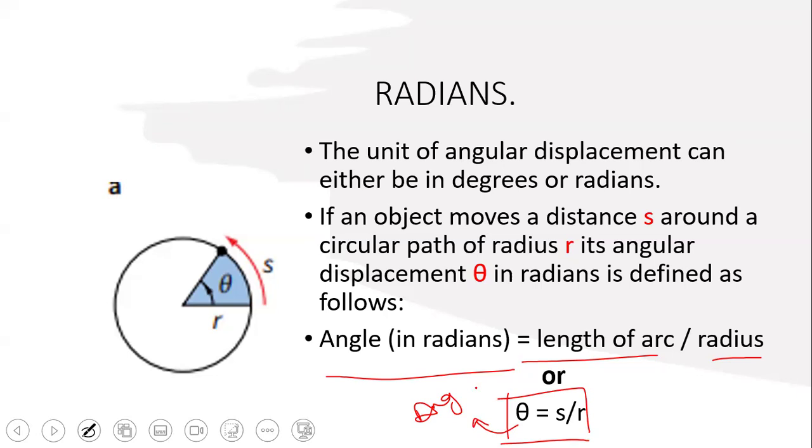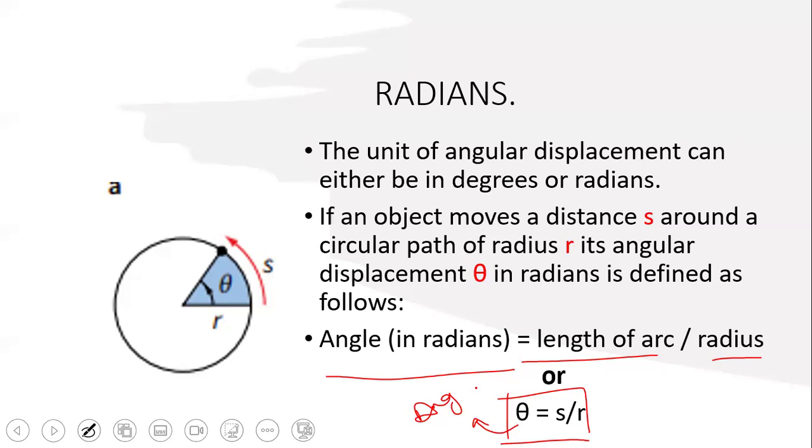Now, in your syllabus, you can measure angular displacement either in degrees or in radians. But you're going to find in your past paper questions that radians is the preferred unit. Most of the time, the questions are going to ask you to answer in radians, or they are going to provide you values in radians, right? So radians is the preferred unit when we talk about angular displacement. But if your answer is given in degrees, that's also technically fine.